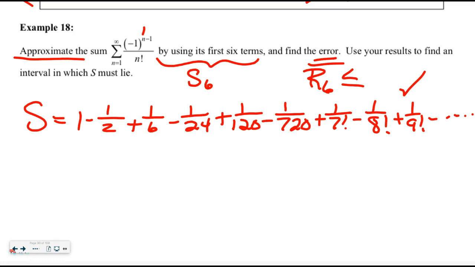All right, so it says the first 6 terms. Term 1, term 2, 3, 4, 5, 6. Whether my count started with a 0, a 1, a 2, or 3, it's the first number of terms. That right there is S sub 6. I need to know it because it's my guess.